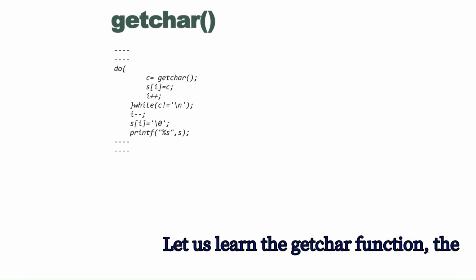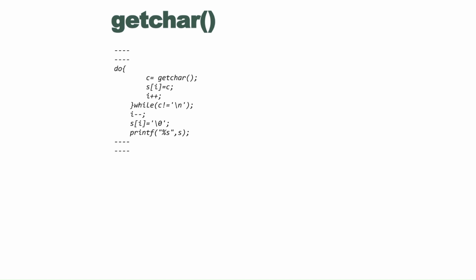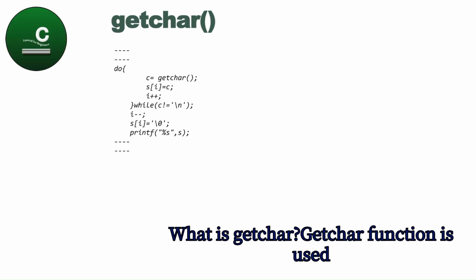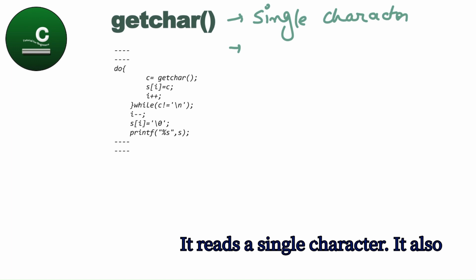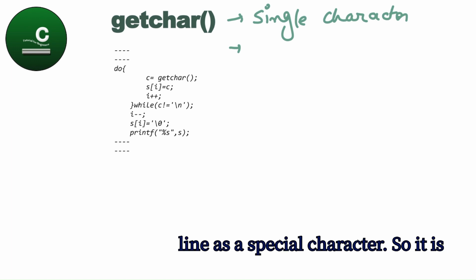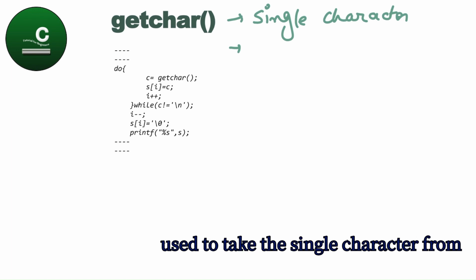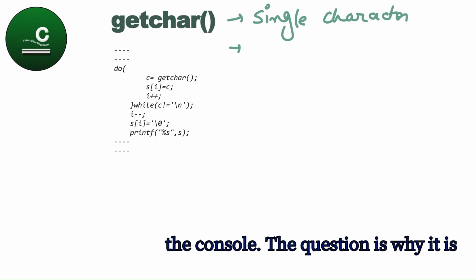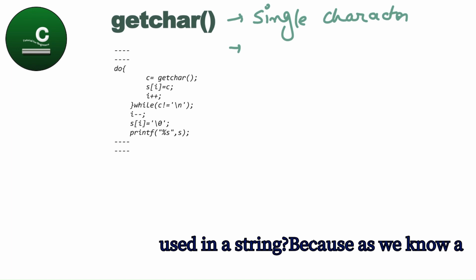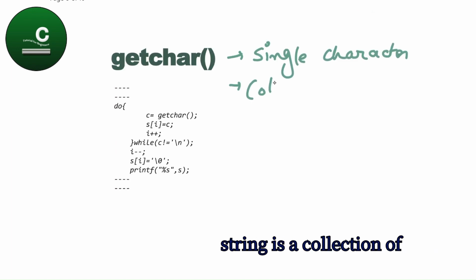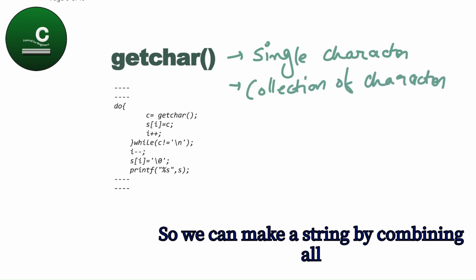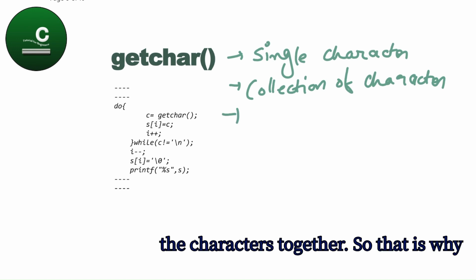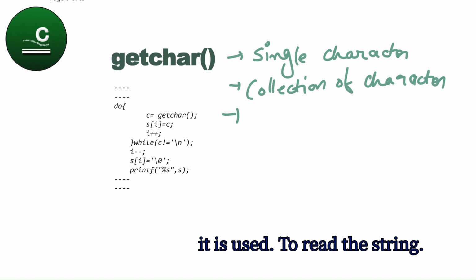Let us learn the getchar function, the last function to read a string from the console. What is getchar? The getchar function is used to read a single character from the console. It also reads the space as a single character, and new line as a special character. So it is used to take a single character from the console. The question is, why is it used for a string? Because, as we know, a string is a collection of characters. So we can make a string by combining all the characters together. That is why it is used to read a string.